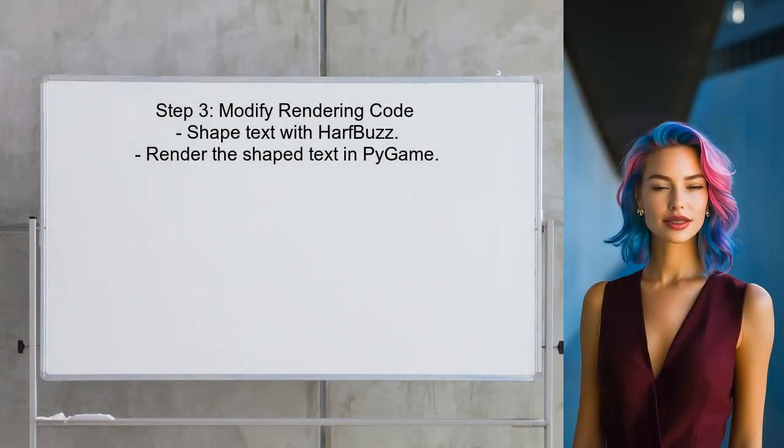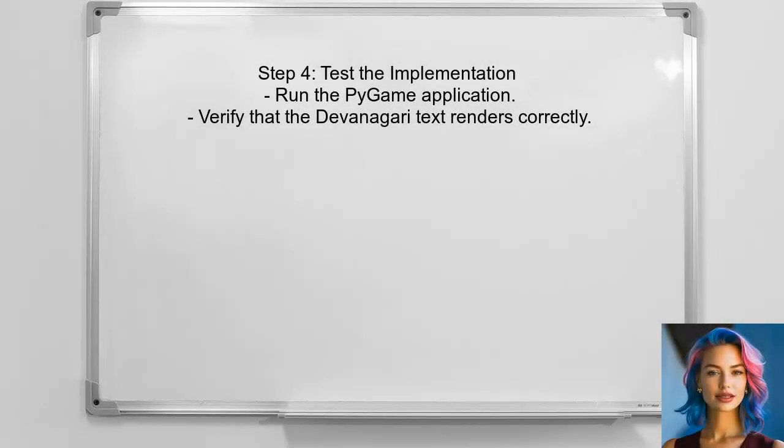After setting up the text shaping library, the user should modify their rendering code. Instead of rendering the text directly, they will first shape the text using Harfbuzz and then render the shaped text in PyGame. Finally, the user should test the new implementation to ensure that the Devanagari text renders correctly. They can do this by running their PyGame application and checking the output.